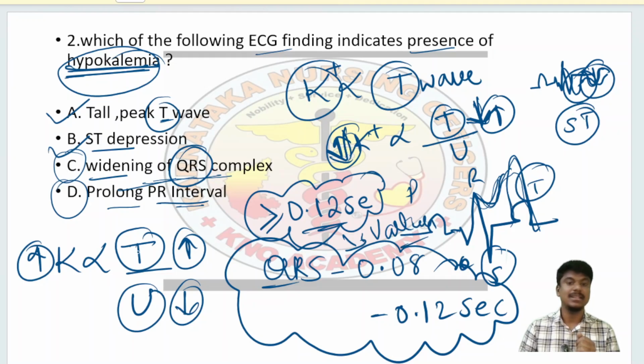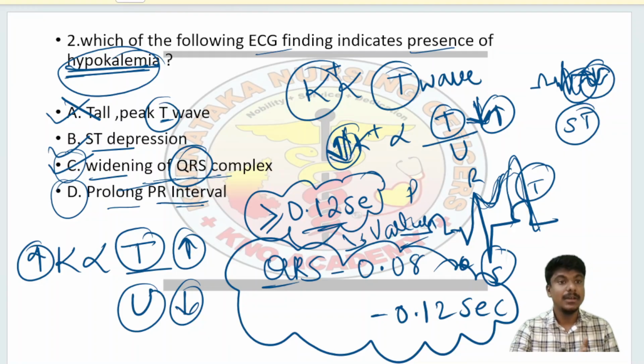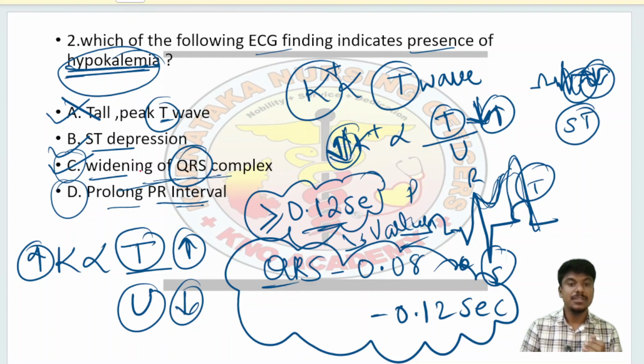Ventricular tachyarrhythmias, not hypokalemia. So option C is also ruled out. Clearly rule out option A as well: tall peaked T waves are not seen in hypokalemia. They are seen especially in hyperkalemia, not hypokalemia. And option C, as I told you, is seen in ventricular tachyarrhythmias, not in hypokalemia.